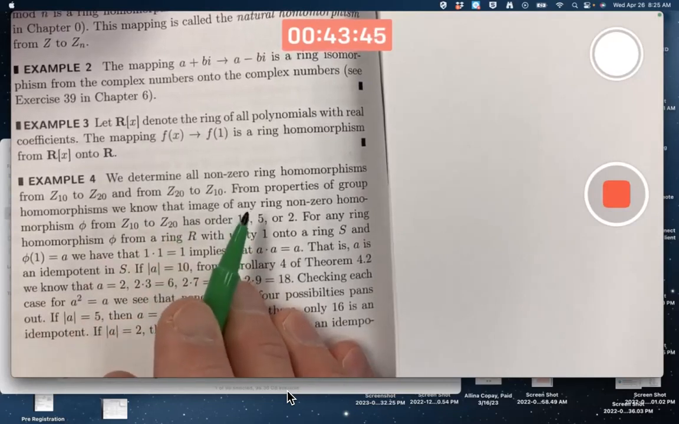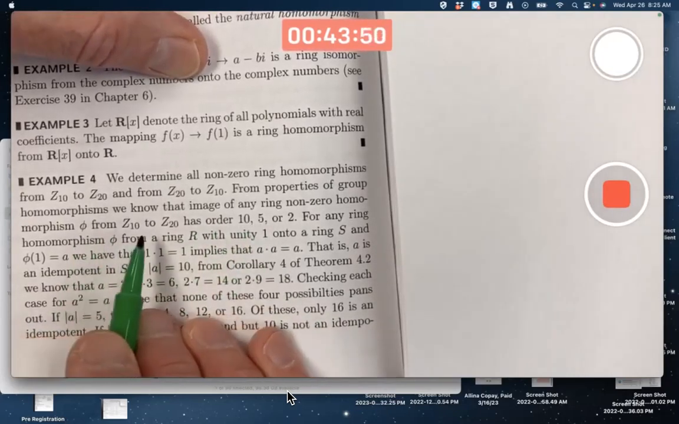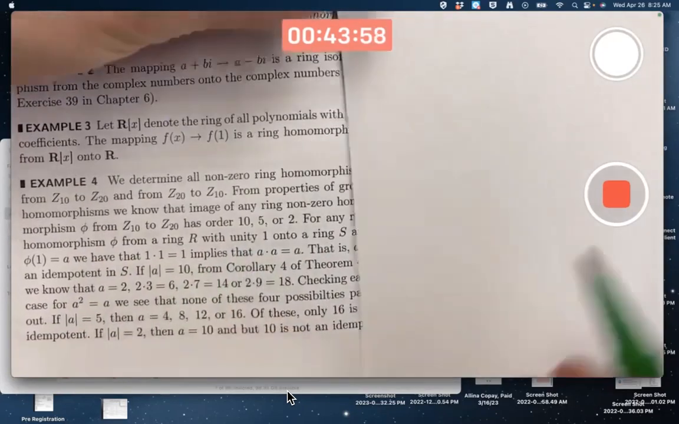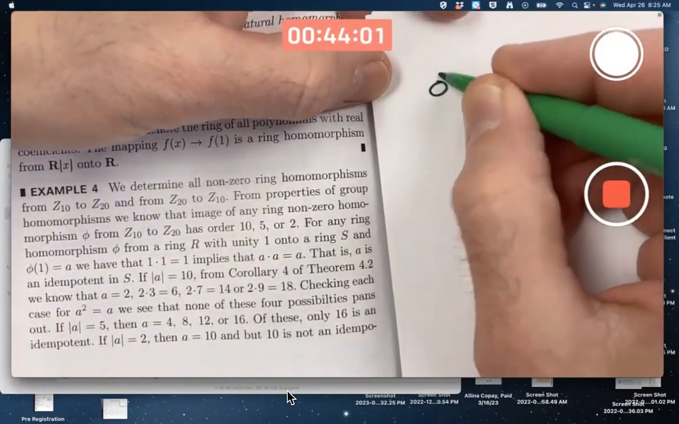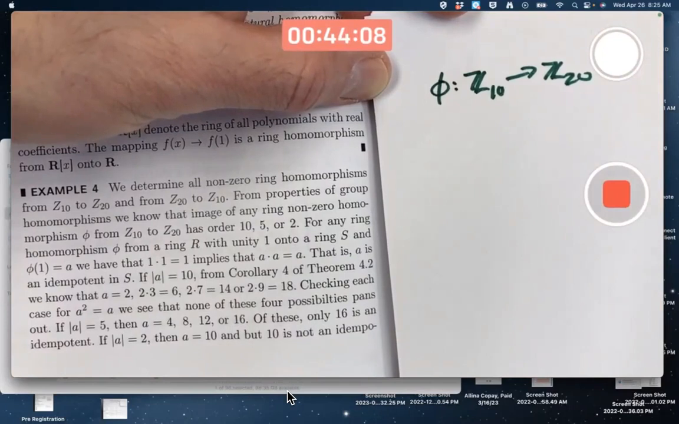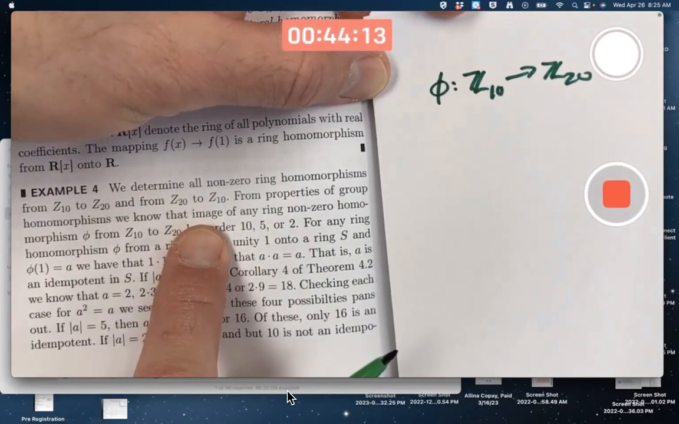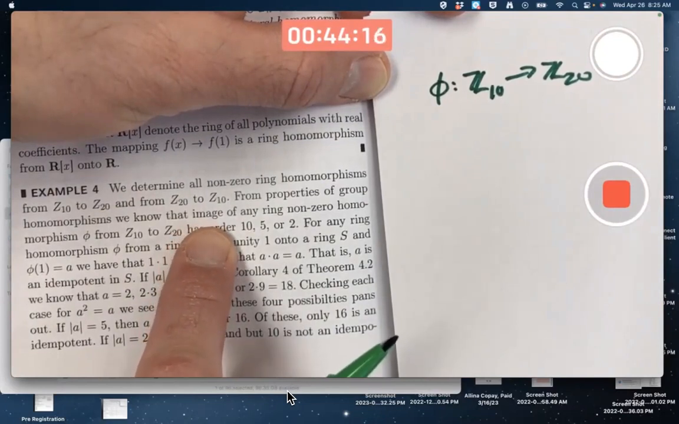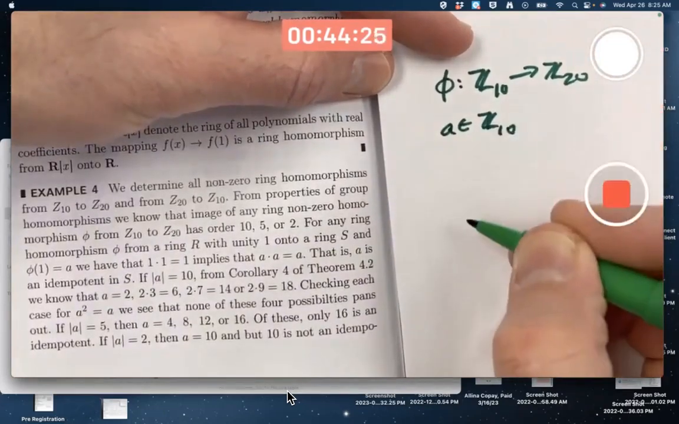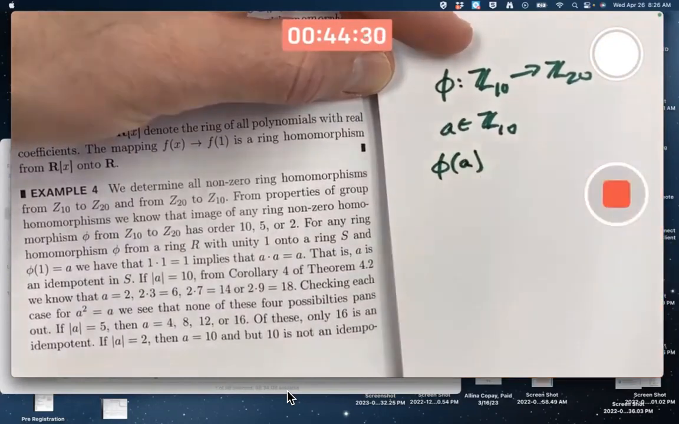Okay, next sentence. From properties of group homomorphisms, we know that the image of any non-zero ring homomorphism from Z10 to Z20 has these orders. Okay, the author didn't really phrase that in the best way. So we are focused on a homomorphism from Z10 to Z20. It's implied that we're talking about the image of an element. If A is an element of Z10, the author is talking about the image, the output phi of A.